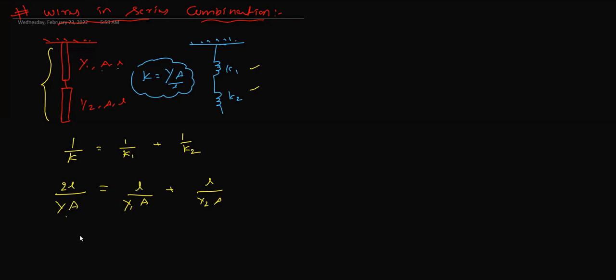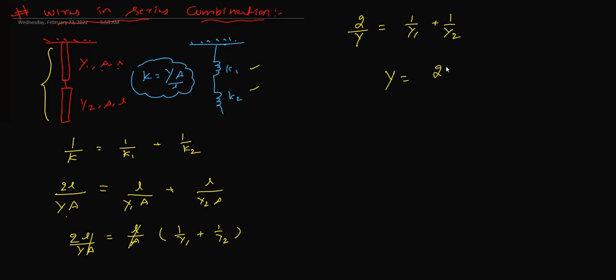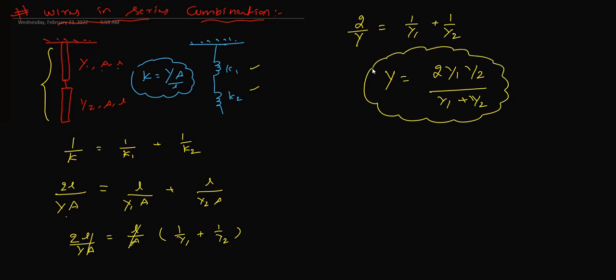Therefore what we can take common from here, 2l by y a can be written as l by a, if we take common, 1 by y1 plus 1 by y2, which we can write here. So here l by a will get cancelled. As a result, we get 2 by y equivalent equal to 1 by y1 plus 1 by y2. So y equivalent, if you take LCM here, y equivalent equals 2 y1 y2 divided by y1 plus y2. This is the equivalent Young's modulus when two wires are connected in series combination.